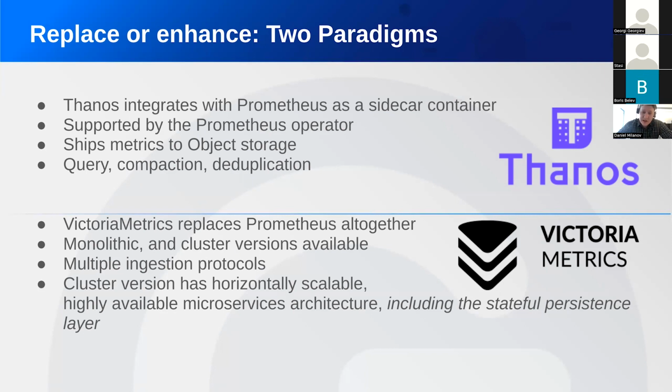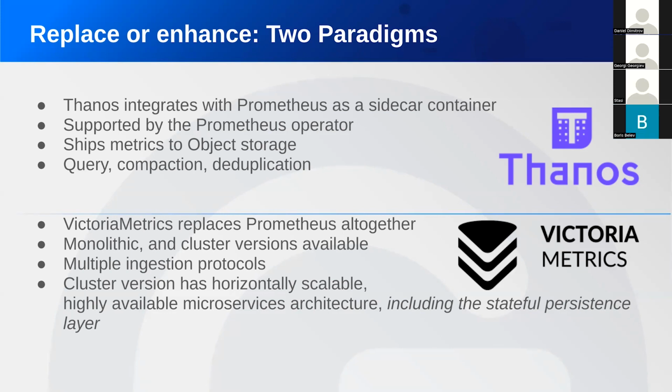But it's a solution that integrates with Prometheus and helps extend it. There are others like it. Grafana, Mimir, and Cortex are popular names. But we will focus on Victoria Metrics. And Victoria Metrics is not something that integrates with Prometheus. It's something that tries to replace it altogether.